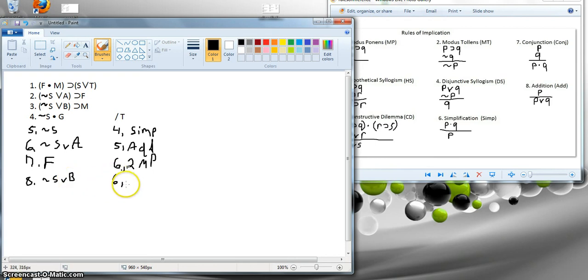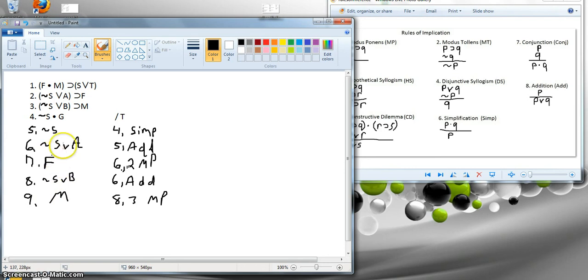And the reason I was looking for that is because if you look at number 3, we want not s or b up here to get m. Okay, so now we have not s or b, so we can use 8 and 3 to get m. 8 and 3, and that's modus ponens, and now we have m. Oh, that's messy. Okay, so that's great.